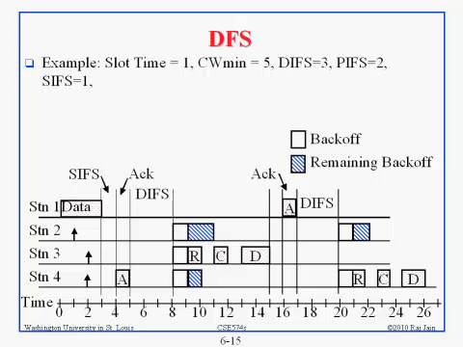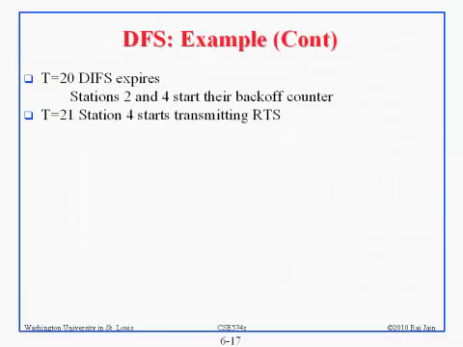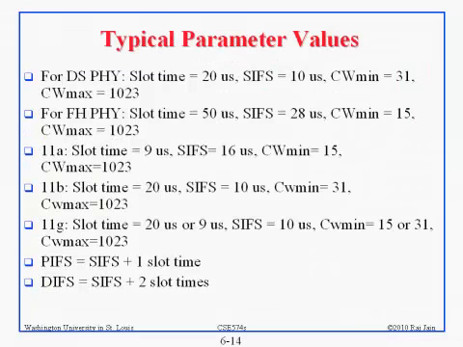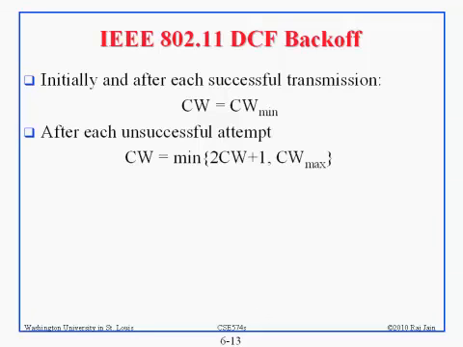So let's see here. At 17 and actually at 20 the DIFS have expired for all of these three. This is done. Now we look at the backoff timer. This has a leftover of 1 time unit. So this was the backoff. This has a leftover of 2 time units. And therefore, after 1 time unit, station 4 will transmit.